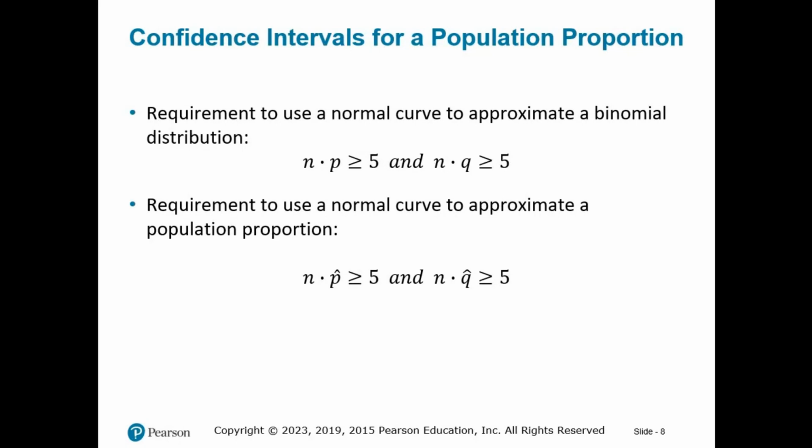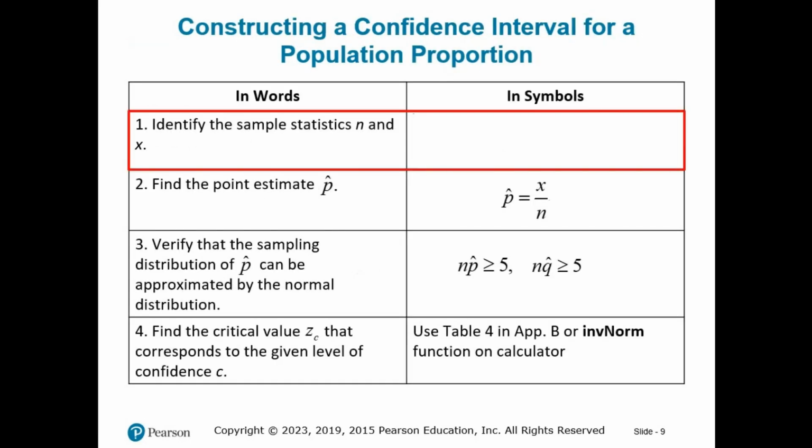So let's talk about the steps to take for this process in words and in symbols. It's very similar to the others that we have done. First of all, we need to identify that the confidence interval wanted is for the population proportion. That will separate it from either of the other types of confidence intervals we've worked with before. Next, identify the sample statistics in the problem, like x and n, and identify the confidence level desired, c.